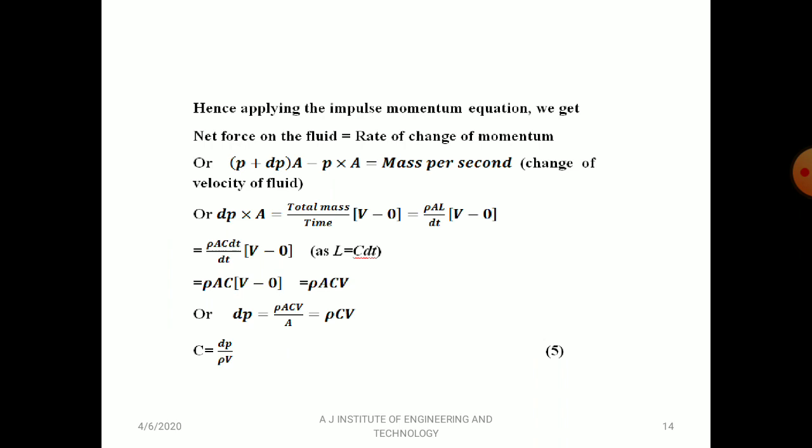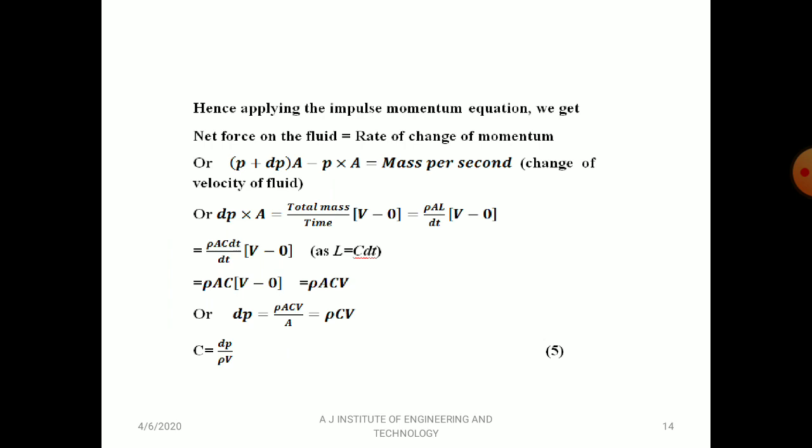Now applying the impulse momentum equation, remember this thing. The impulse momentum equation says net force on the fluid equals rate of change of momentum. Now from where are you going to get this net force? The net force acting on the fluid is the pressure force. Pressure is force by area, so force equals pressure into area. So the initial pressure force is PA, and the final pressure force is P plus dP into A, as the area of cross section remains constant.